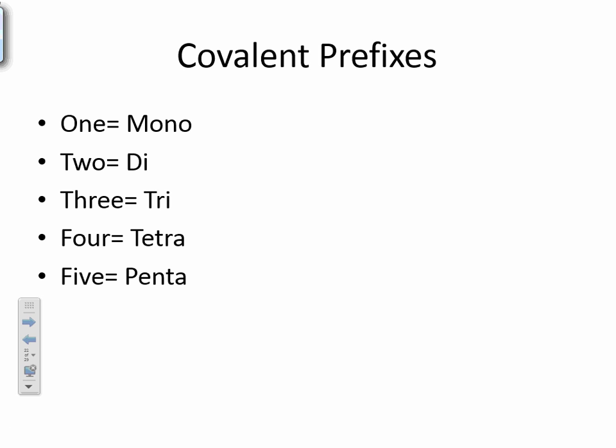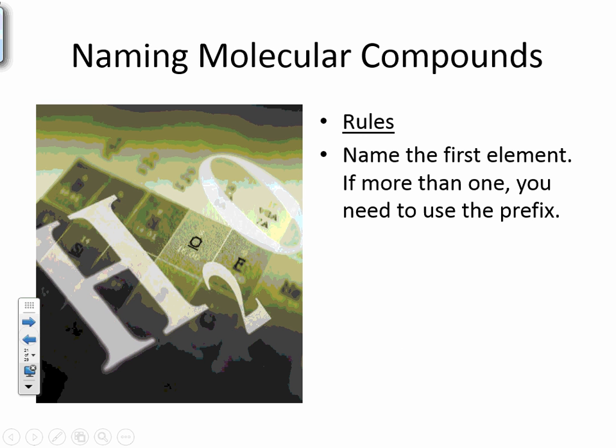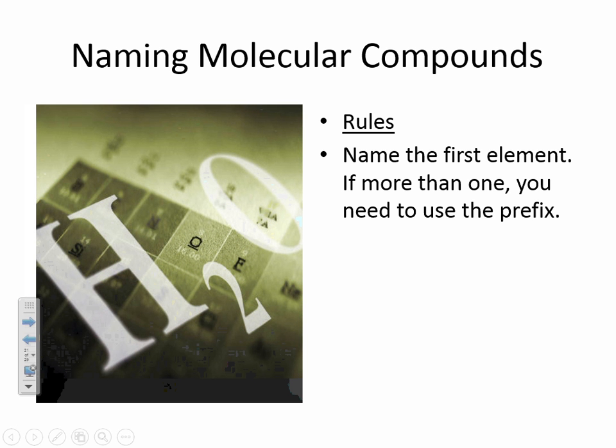So 1 is mono, 2 is di, 3 is tri, 4 is tetra, and 5 is penta. So now we're going to go back to the rule here. You're going to name the first element. If you have more than one, you're going to use the prefix. So in the example P2, I had more than one, so now I have to use the prefix, diphosphorus. I just named the element. P was phosphorus. 1C. Well, if more than one, you use the prefix.